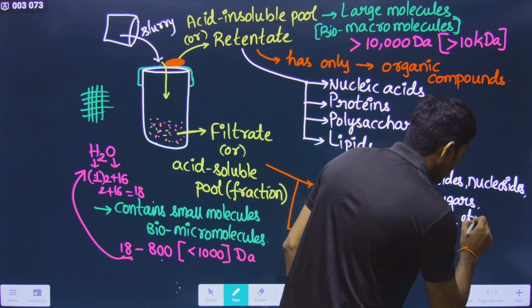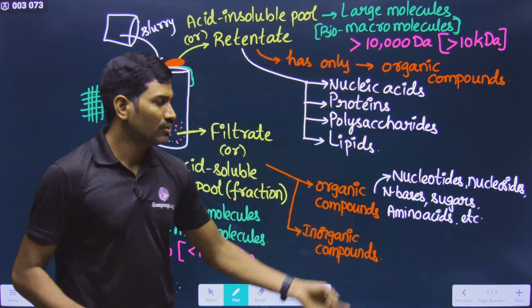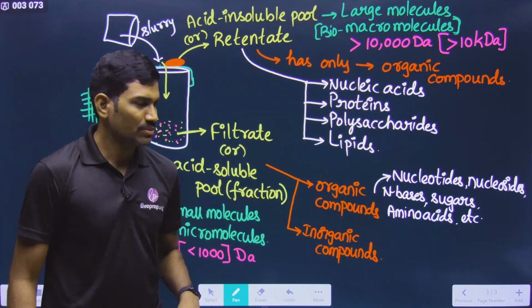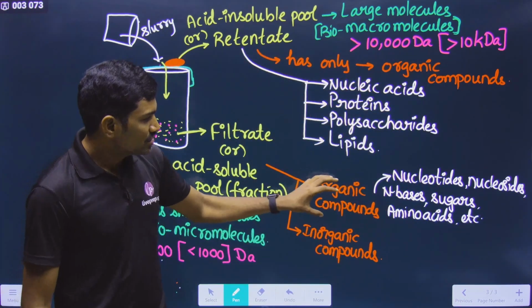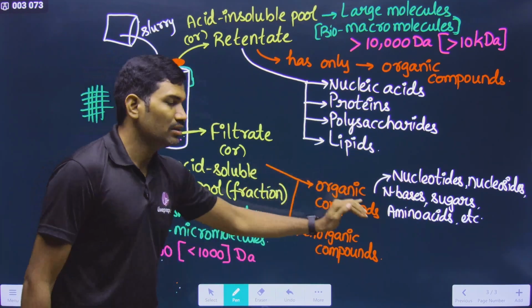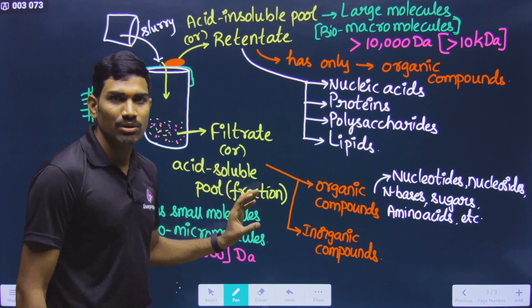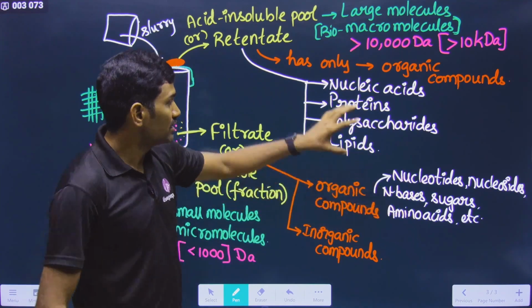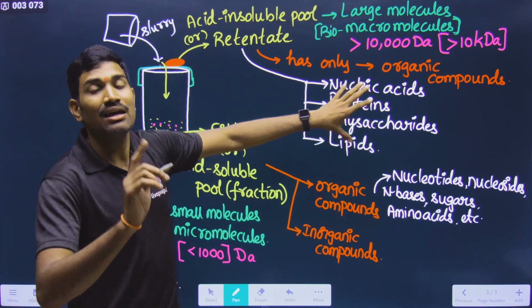Not only this, there are many other types of small organic compounds present. All these are present. So in this way, various types of organic compounds are present in this small acid soluble pool. But all these are small molecules. These are also organic, but they are large molecules.